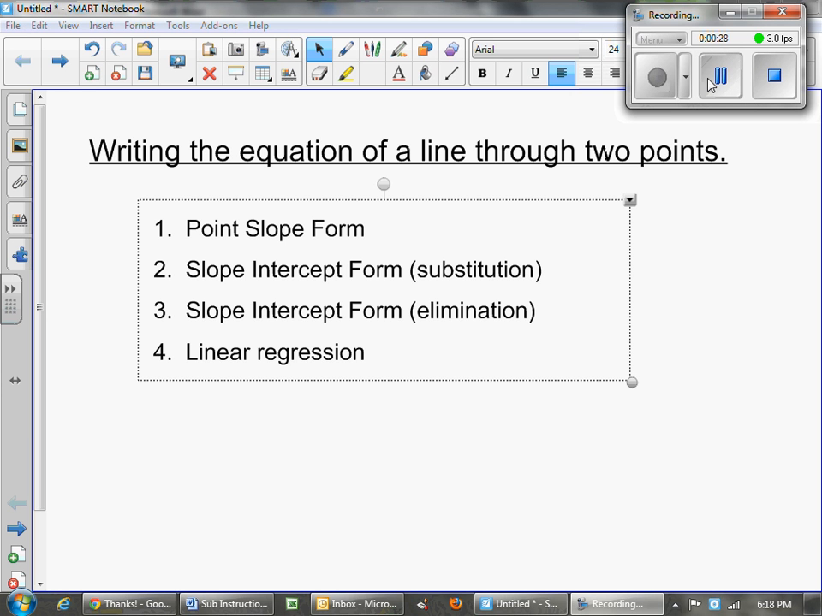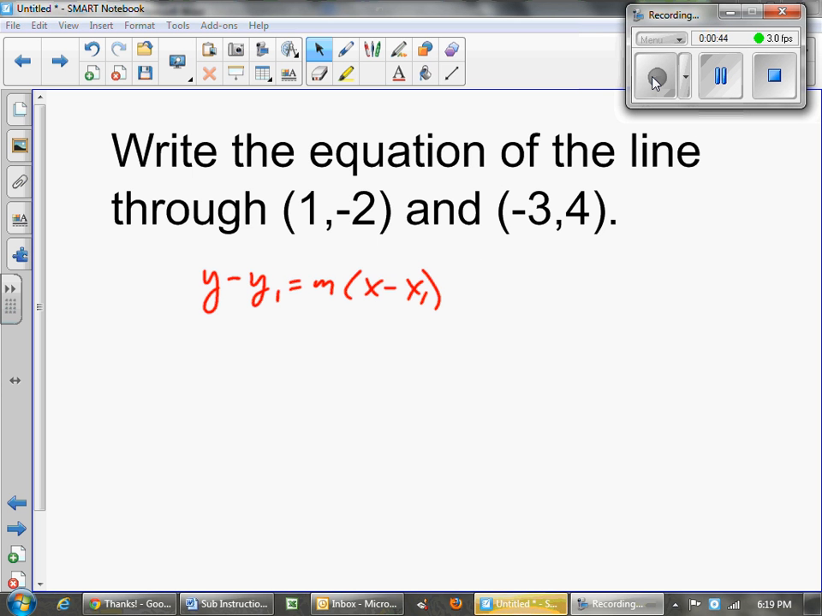The methods I have here are point slope form, which is most of your favorites. The book does this substitution method. We also did the elimination, and I'm not going to show you linear regression because I think you guys know how to do that. Most of you seem to prefer point slope form, and it's exactly what it says. You need 1 point and the slope in order to write the equation of a line.